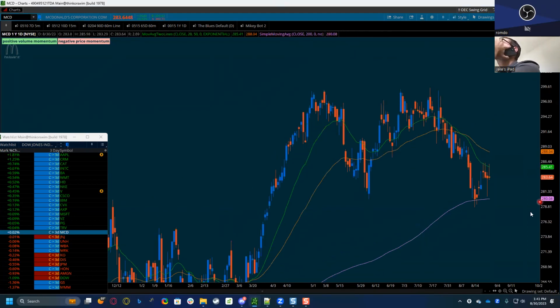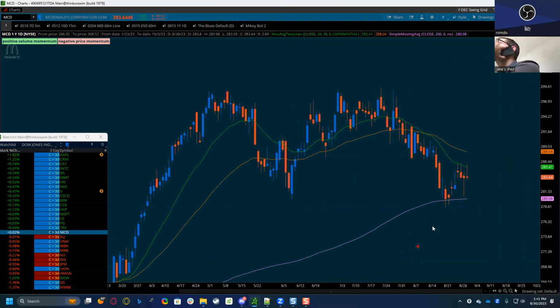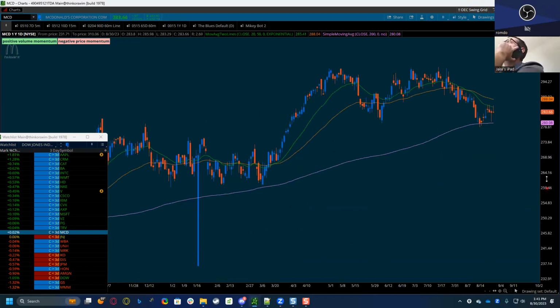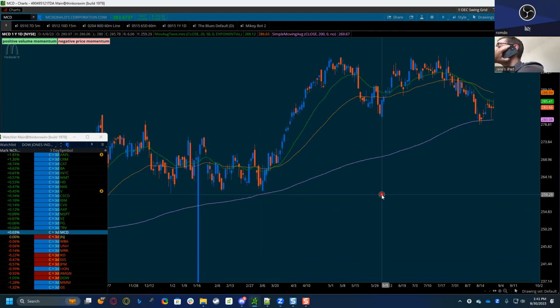All right, so we've got McDonald's testing that 200. We're under the 50. We're under the 20. All we've got to do is get under that 200, and we've got a great short. When we look at the swings, we had this swing low back here. We had that swing high. Now we've got a lower swing low. All we've got to do is break that low. That's not very far away, and it ties right in with that 280. So McDonald's is setting up for a really good short. We're looking to get back down to that 268 area.